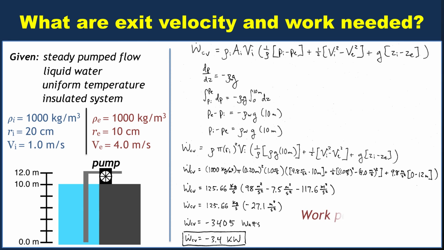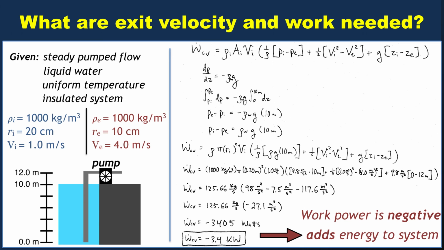Now remember, if the work power is negative, that implies that we've added energy to the system, which is what you would have expected in this case. Indeed, you have to do work on the pump in order to get it to actually pump water up to a higher elevation, so it all paints a consistent picture.